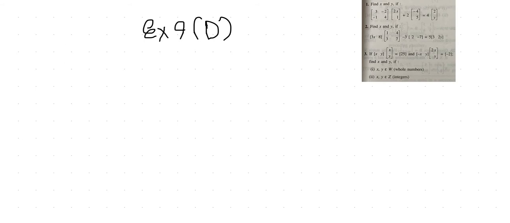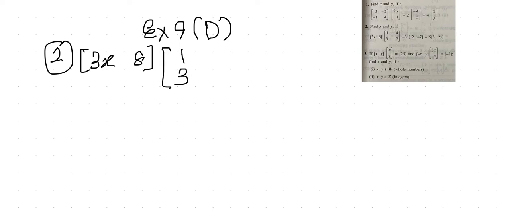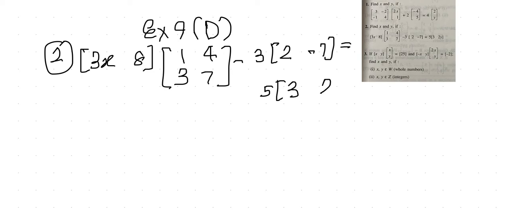Now we will be moving on to question number 2. Question number 2 looks like a little different one, so we will be doing that. They are asking: find x and y if the matrix [3x, 8] multiplied by the matrix [1, 3; 4, 7], minus 3 into [2, -7], is equal to [5, 3, 2y]. So this is what is there.